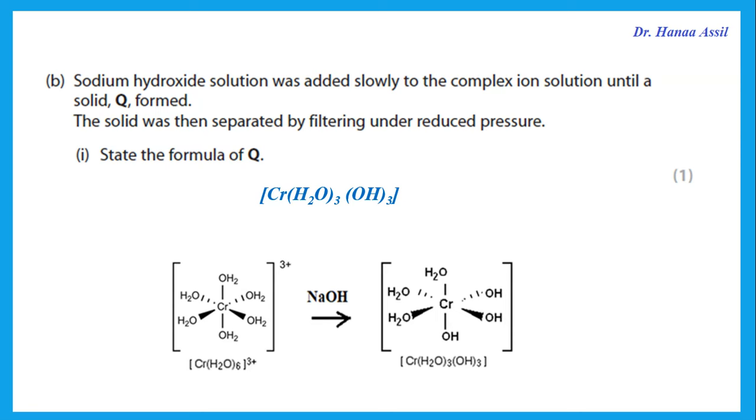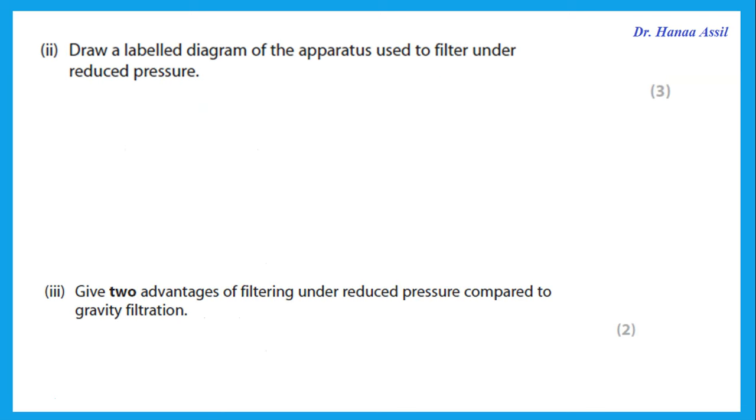So the formula of this new precipitate is chromium with 3 water and 3 hydroxide. Please notice that the chromium alone has a 3 plus charge. The hydroxides have 1 negative each. So that means the 3 plus is neutralized by the 3 negatives of the OH minus, and the complex does not have an overall charge.